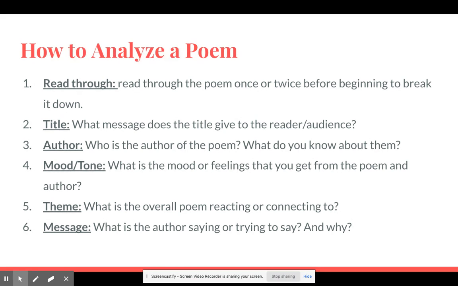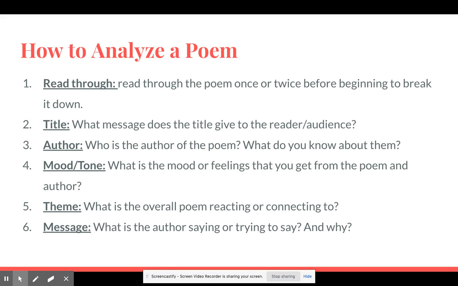After reading through it a couple times, the first thing you're going to look at is what message the title gives to the reader or the audience. What does the title mean, or what message is it portraying? And then number three is author. You're going to look to see who is the author of the poem, and what do you know about him or them, and about the message they were trying to portray during the Harlem Renaissance. That will help you out a lot.